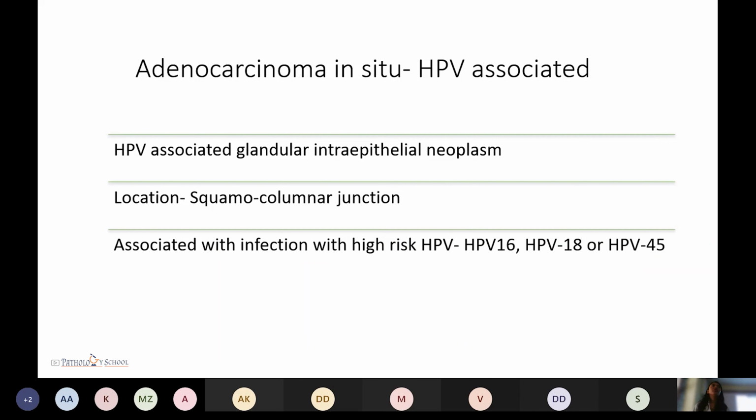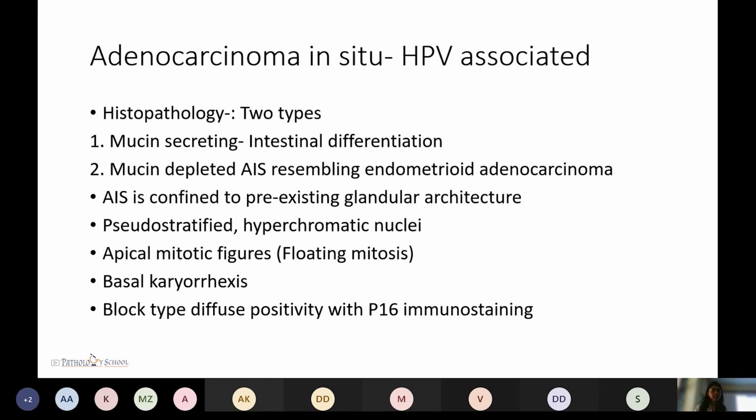Adenocarcinomas. Adenocarcinoma in situ also have been differentiated into HPV associated and HPV independent type. These are the glandular intraepithelial neoplasms, and again their location is the squamocolumnar junction, and they are associated with the high risk type of HPV, that is HPV 16 and 18. So when we look at adenocarcinoma in situ, there are two types. One is mucin secreting and one is mucin depleted.